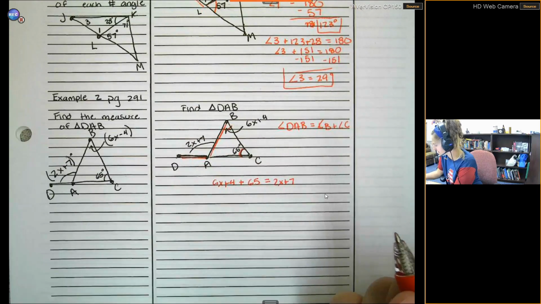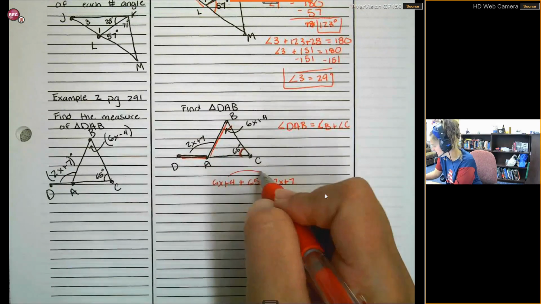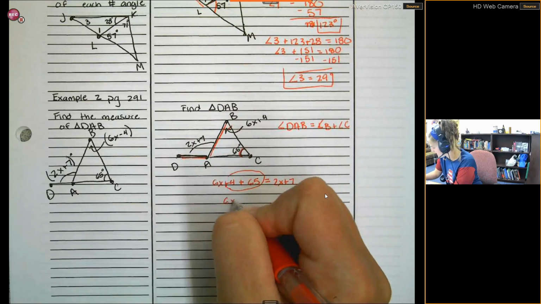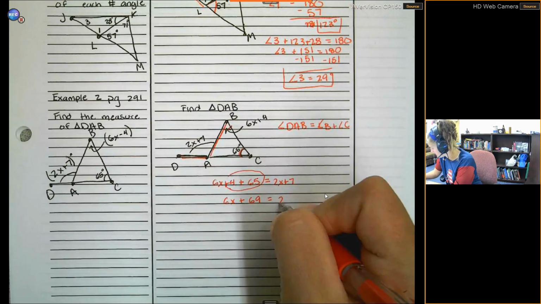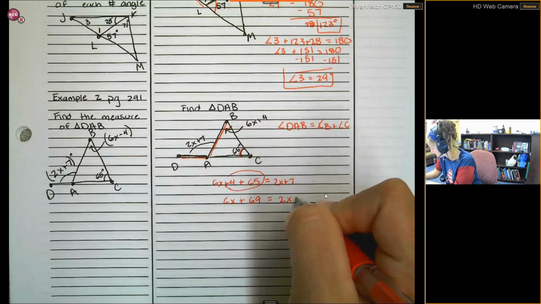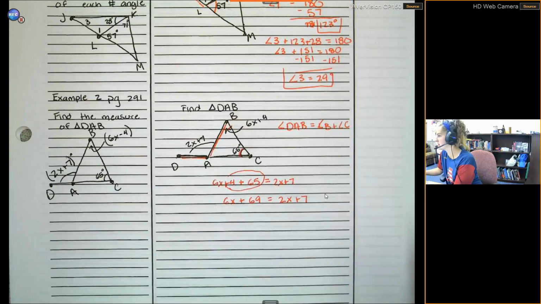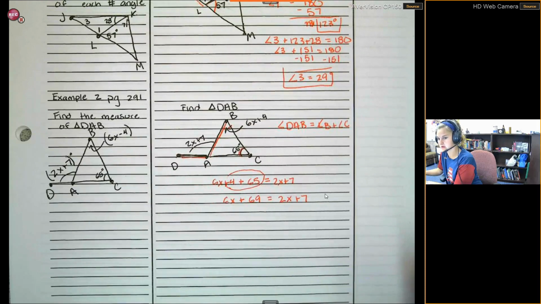All right, so from here it's just algebra. We're going to get all the x's on one side. Oh, first we're going to add our like terms. So we got 6x plus 61 equals 2x plus 7. Okay, and we're going to put all the x's on one side and all the numbers on the other.